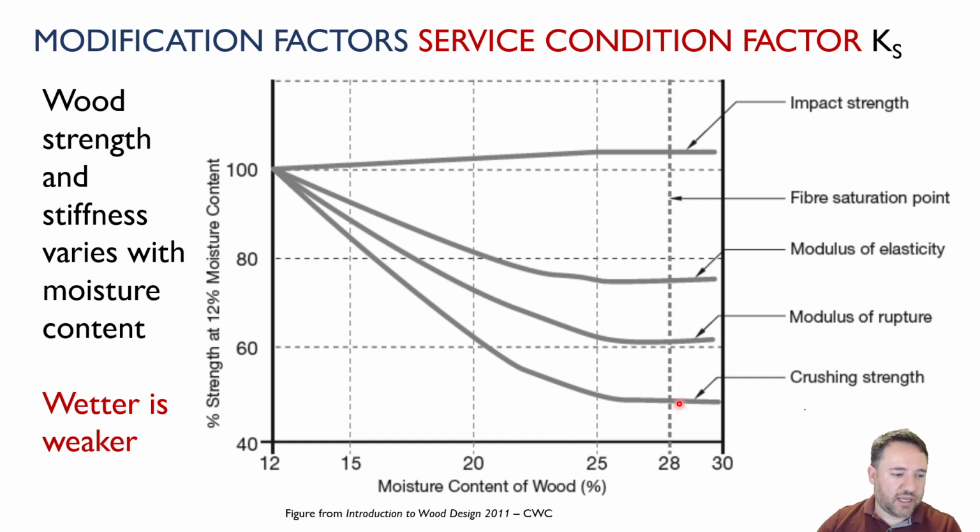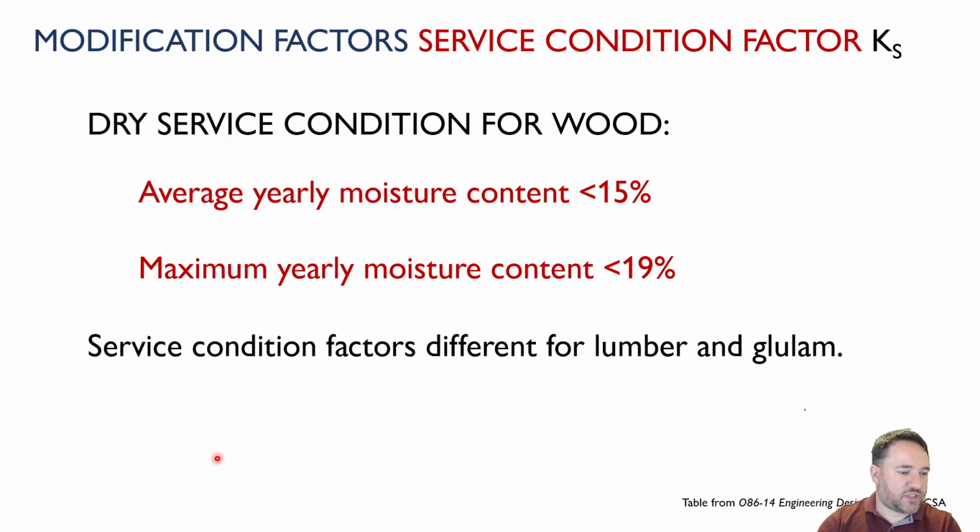So if I have wet wood and I know that in service my wood is going to have a high moisture content, then I need to lower my strength to account for that. I have a little slogan here: wetter is weaker. Okay, so what counts for dry and what counts for wet? Well, there is a definition in the standard, and dry basically means, if you're saying that your wood is dry, so you're not going to consider the service condition factor, then the average yearly moisture content has to be less than 15%, and at no time in the year can it go higher than 19%. So it can fluctuate. It can go past 15 for some time as long as the average is less than 15, but it can't go past 19.